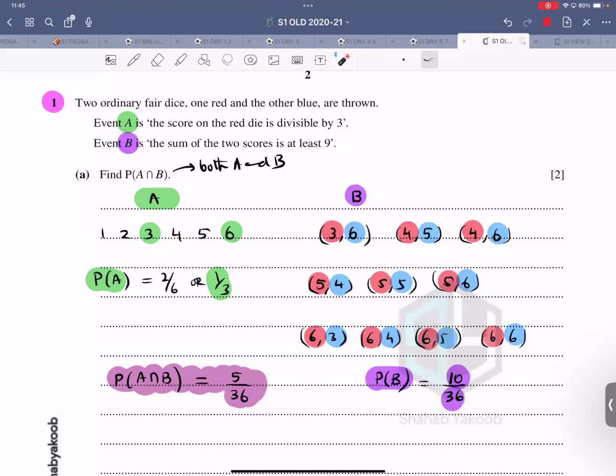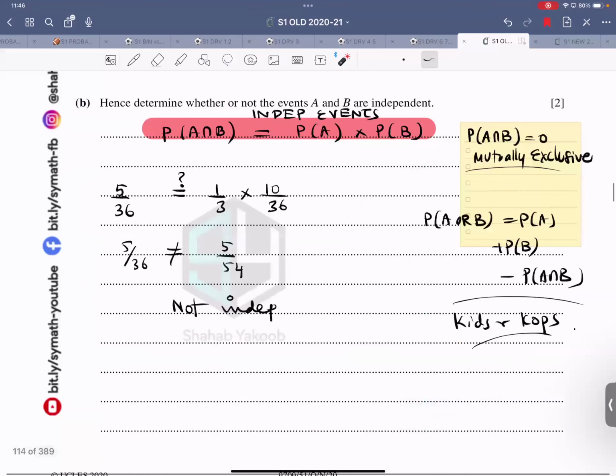Now they can ask us 2 questions. Are these 2 events mutually exclusive? I will say no, because if they were mutually exclusive, there should be nothing in common, but there are 5 options in common. So definitely it's not mutually exclusive. The other question that they can ask is, are these 2 events independent? If the intersection is equal to the product of these 2, it's independent. Otherwise, it's not independent. So 5 over 36, is it equal to 1 over 3 times 10 over 36? I have written a question mark on top of the equal sign. It's not equal. It's not even close. So therefore, it's not independent.